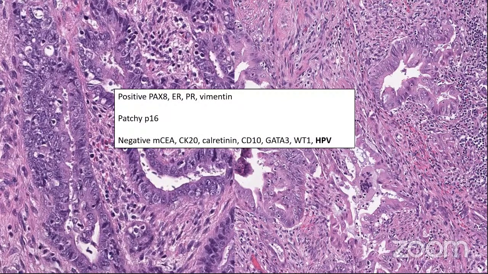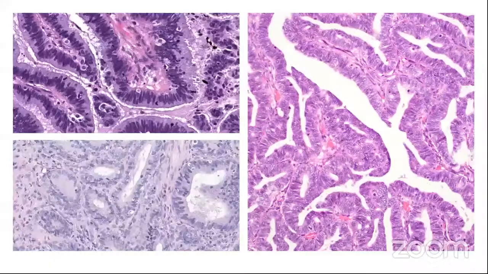Immunohistochemically, they stain just like endometrioid adenocarcinoma, so ER/PR positive, PAX8 positive, patchy P16. They are negative for HPV, negative for CEA in general. So if you, again, see something that looks endometrioid in the cervix, you really have to exclude a metastasis from the uterine corpus. And that's in comparison to our usual type endocervical adenocarcinomas.